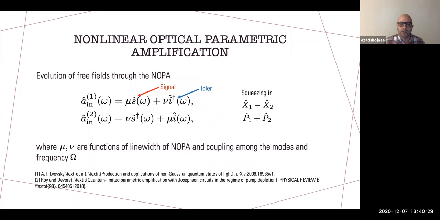I will not spend that much time on this plot. This is just a reminder of what the NOPA does, what I had in that last slide. The NOPA is a device that basically spits out a signal and idler which are entangled. And if the incoming fields to your NOPA are broadbanded, then you can show that the signal and idler out of the NOPA have correlations among negative opposite sidebands.